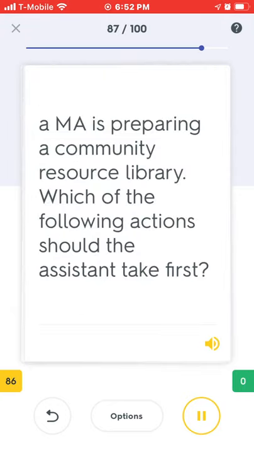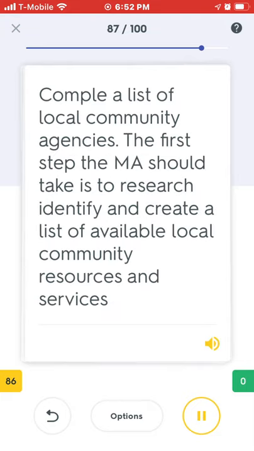An MA is preparing a community resource library. Which of the following actions should the assistant take first? Compile a list of local community agencies. The first step the MA should take is to research, identify, and create a list of available local community resources and services.